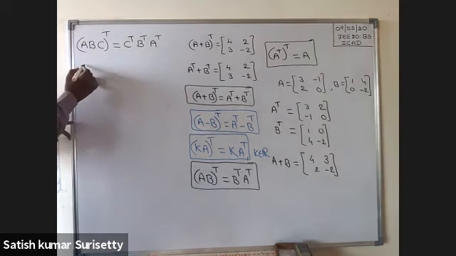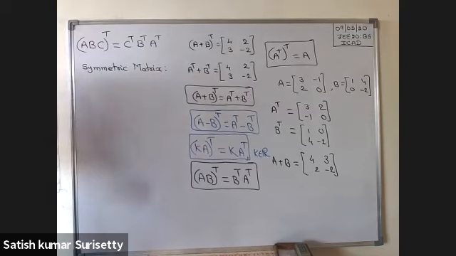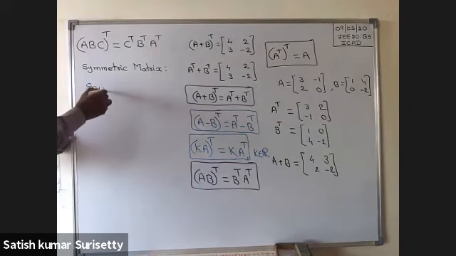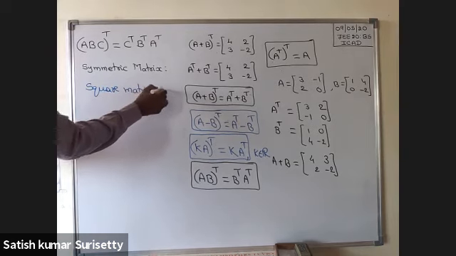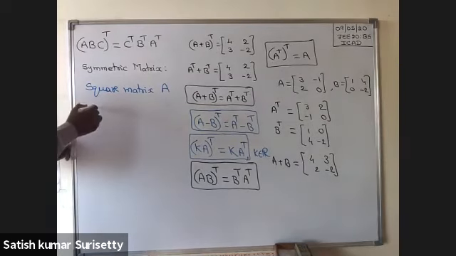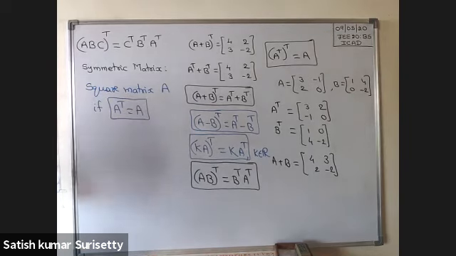Next, symmetric matrix. A square matrix A is said to be symmetric if A transpose equal to A.